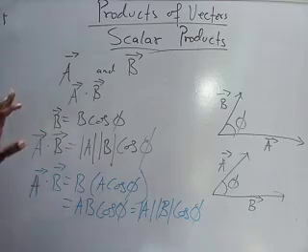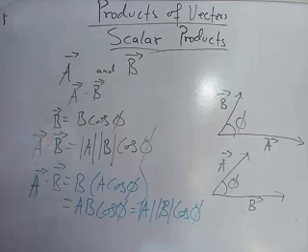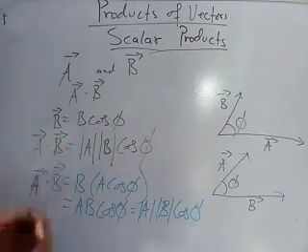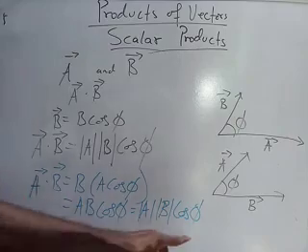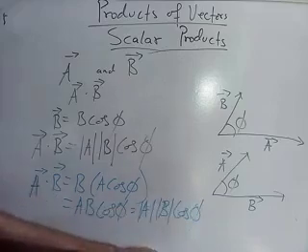The scalar product is a scalar quantity, not a vector. So this is a scalar quantity. Whatever you have here is not a vector. Take note of that. And it may be positive, negative, or zero, depending on the value of our angle.